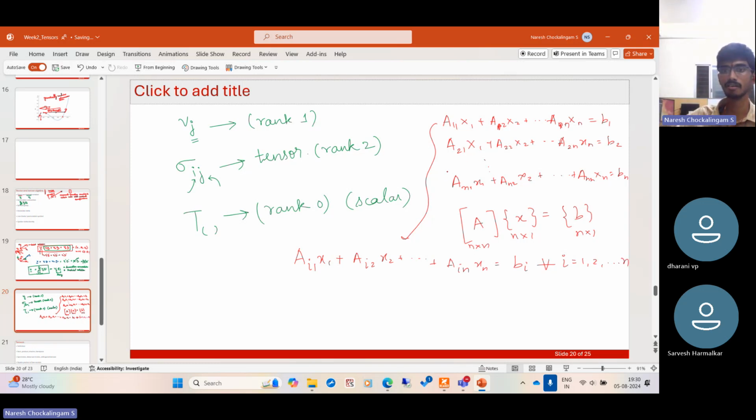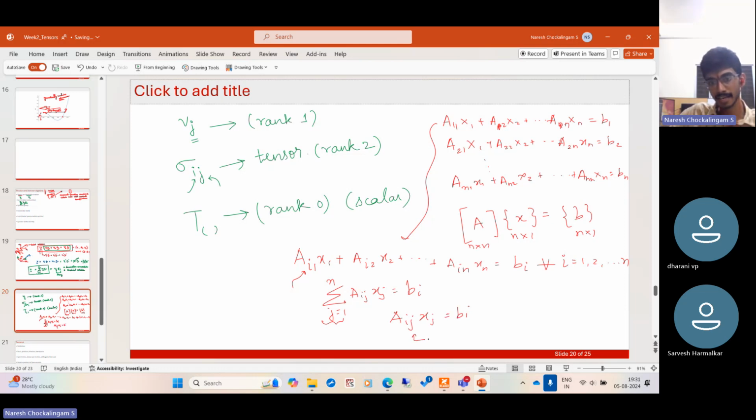Instead of writing all the n equations, I have condensed it to just one equation by using the index i. But I can also make it even more concise. I can use a summation over j going from 1 to n of aij xj is equal to bi. Now let us drop the summation as per Einstein's convention. We get aij xj is equal to bi.